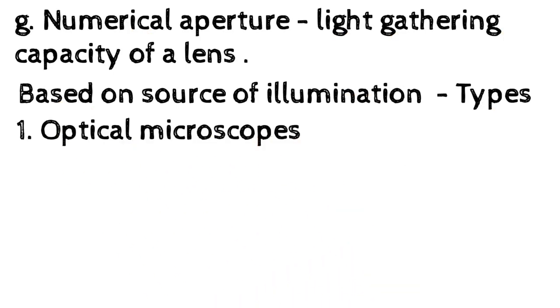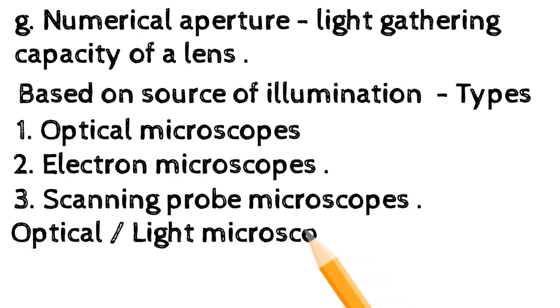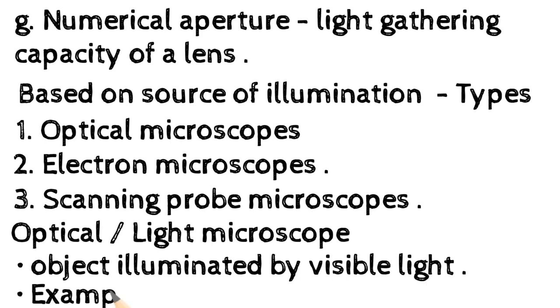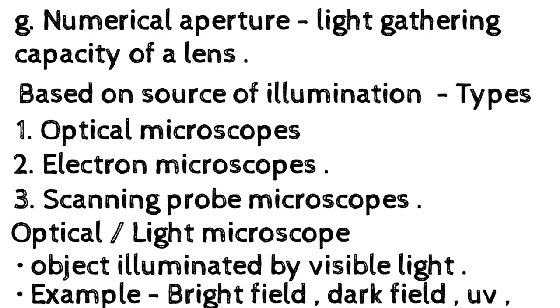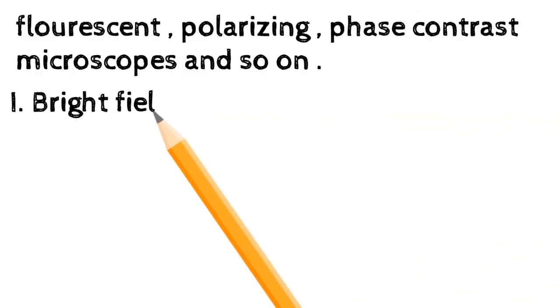Types. 1. Optical microscopes. 2. Electron microscopes. 3. Scanning probe microscopes. Optical light microscope. Object illuminated by visible light. Example. Bright field. Dark field. UV. Fluorescent. Polarizing. Phase contrast microscopes and so on.